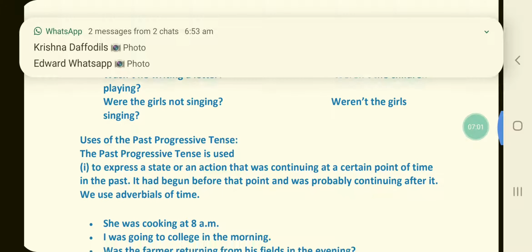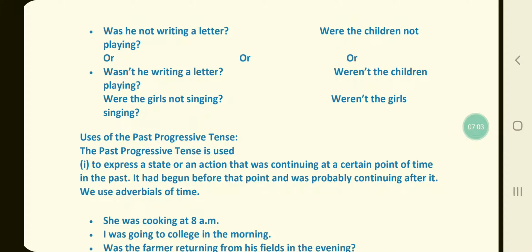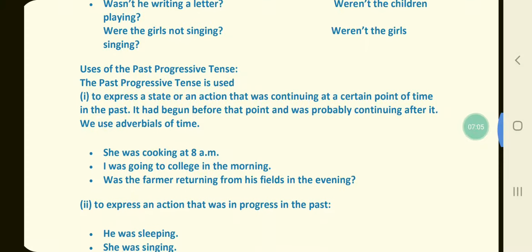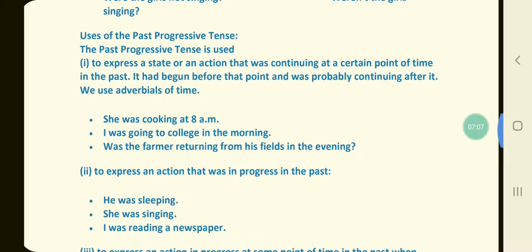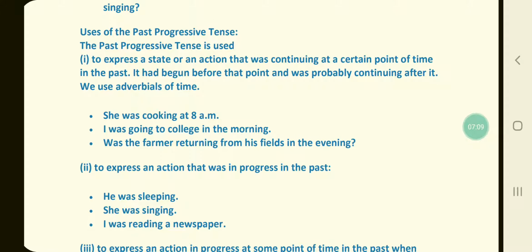Now coming down to the most important part, that is uses of the past progressive tense. Again, children, something very important. Now here it is used to express a state or an action that was continuing at a certain point of time in the past. It had begun before that point and was probably continuing after it.